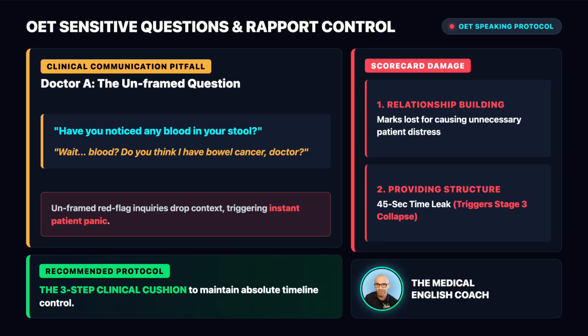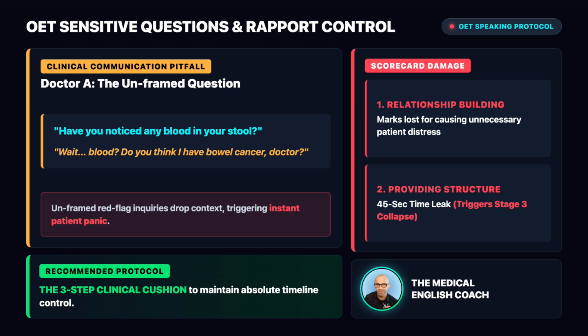Picture this. You're 2 minutes into your OET speaking roleplay. You're taking a history for unexplained weight loss, and you need to check for red flag bowel changes. Suddenly, out of nowhere, you ask, "Have you noticed any blood in your stool?" The patient's eyes widen. They stammer, look terrified, and go, "Wait, blood? Why on earth are you asking me that? Do you think I have bowel cancer, doctor?"